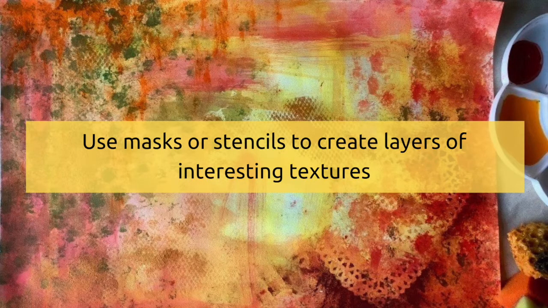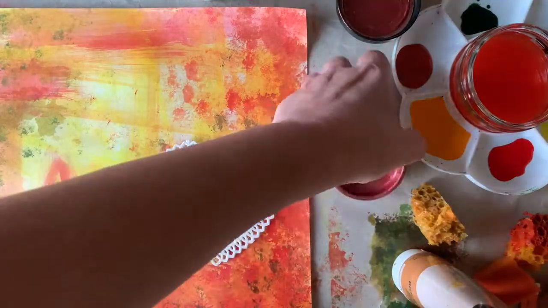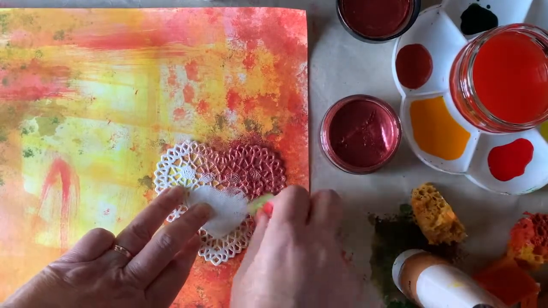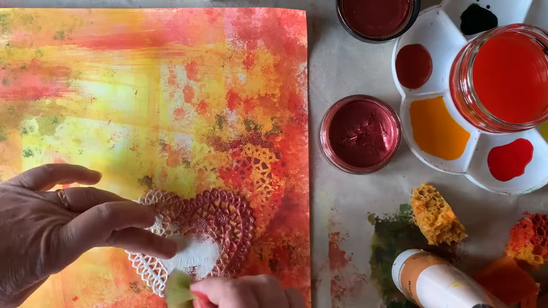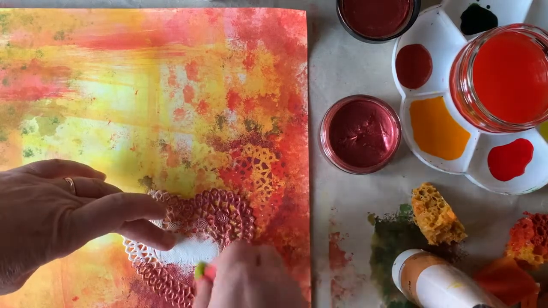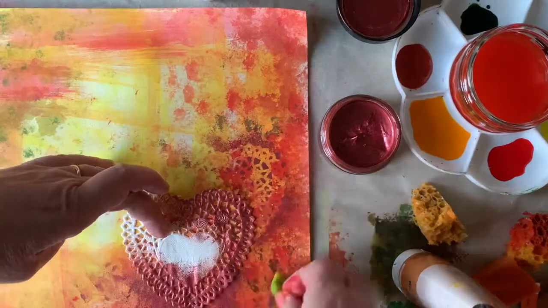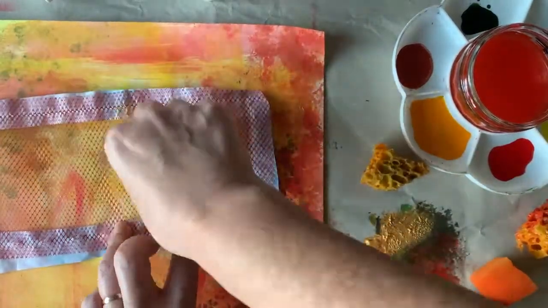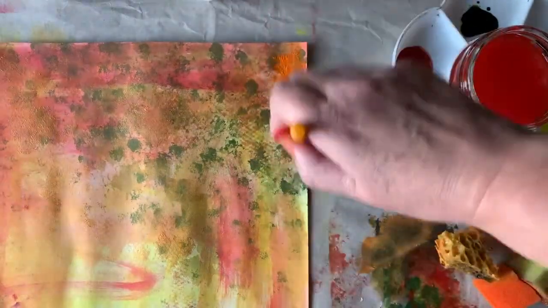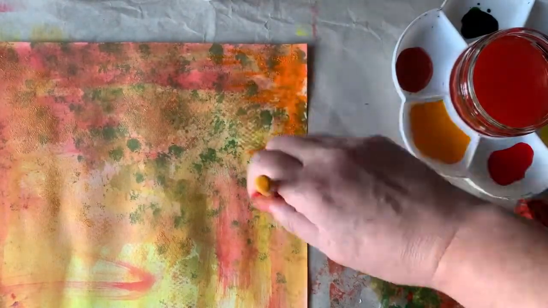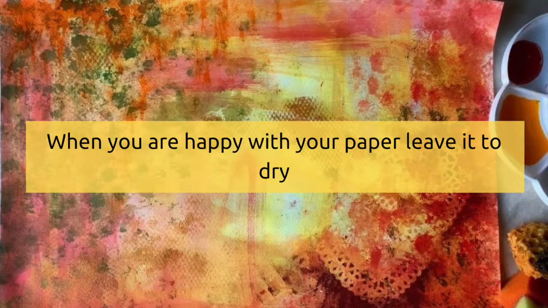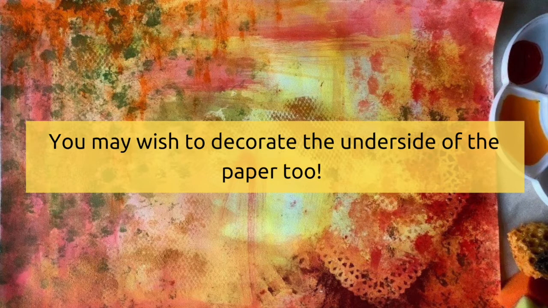Use masks or stencils to create layers of interesting textures. Continue to add colour and make marks on your paper. When you're happy with your paper, leave it to dry. You may wish to decorate the underside of the paper too.